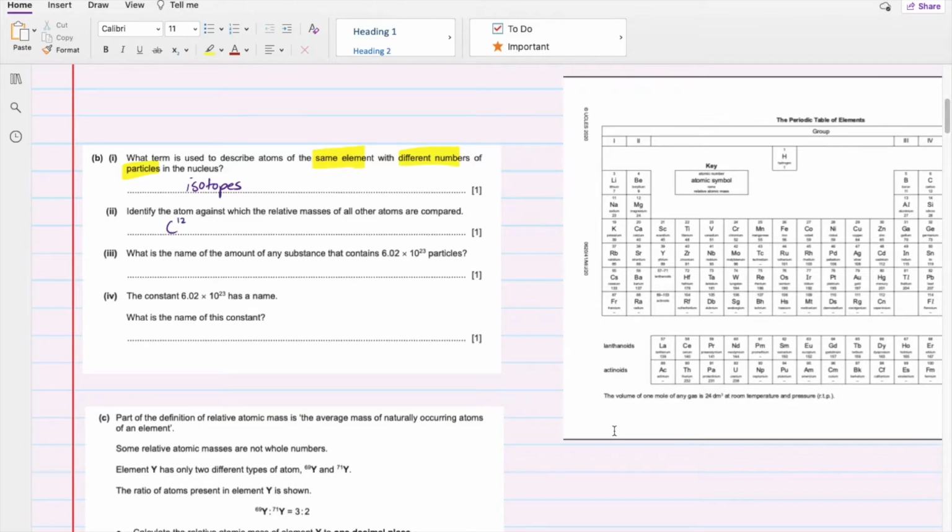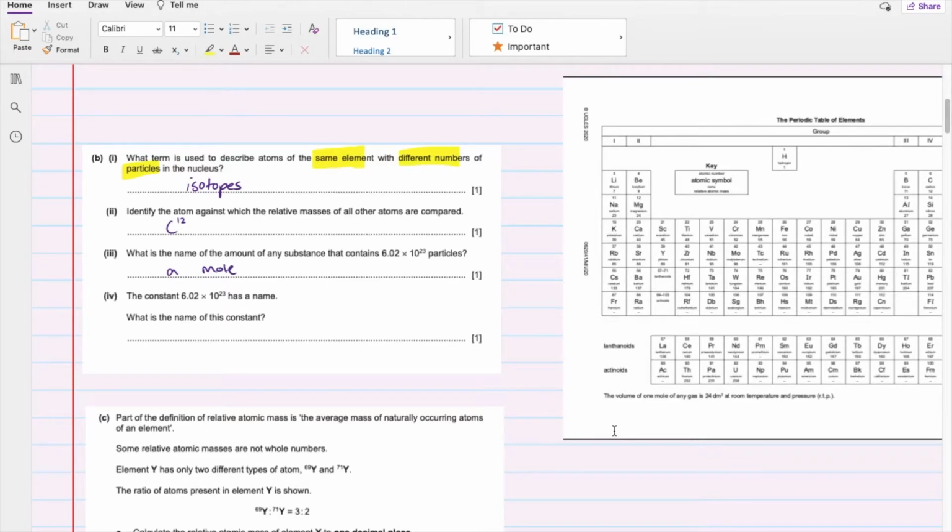Okay, so what is the name of the amount of any substance that contains 6.02 times 10 to the power of 23 particles? Okay, for example, we have 12 eggs. Instead of saying 12, we can say a dozen. It's the same thing with the 6.02 times 10 to the power of 23 particles. It's a mouthful. We don't want to say that all the time. So instead, we can say a mole. That's the word. A mole equates to that much. And now we move on.